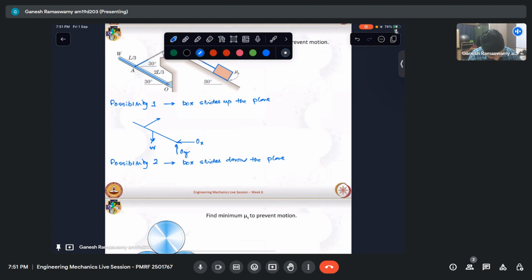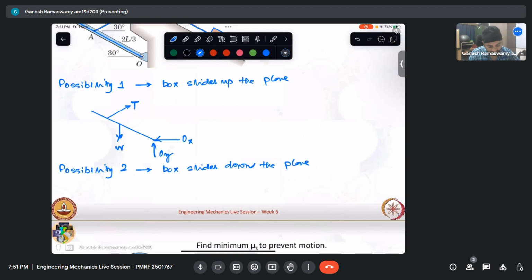Now in this case, W is known, W is naturally given. So T, OX and OY happen to be the only unknowns. So three unknowns, three static equations. So we can solve easily for them.